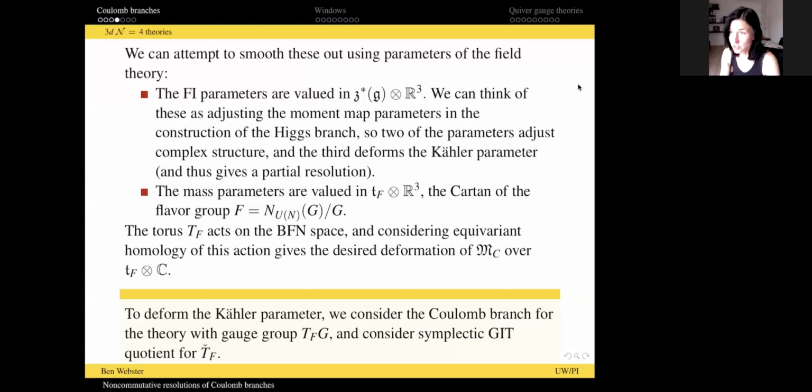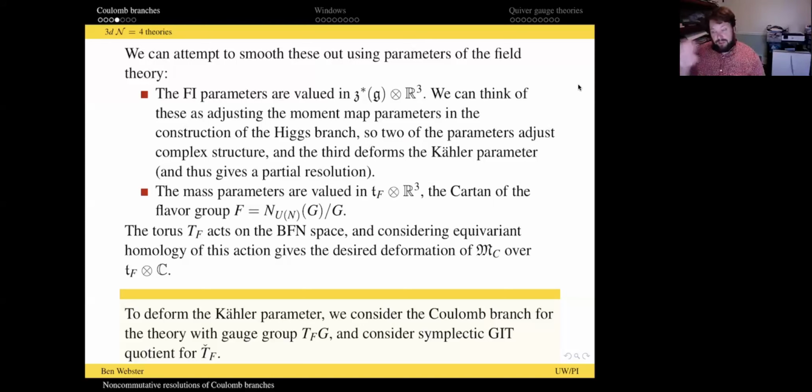And that's on the Higgs branch side. For the Coulomb branch, you can do a similar thing, but now with mass parameters, which are valued in the Lie algebra of the torus of the flavor group. So I have this G acting on N, and I look at all the things in GL(N) that normalize it. I mod out by G, and that gives me this flavor group.